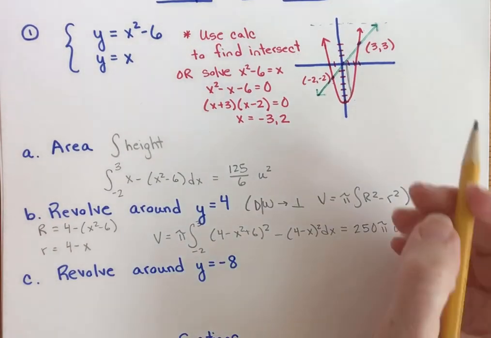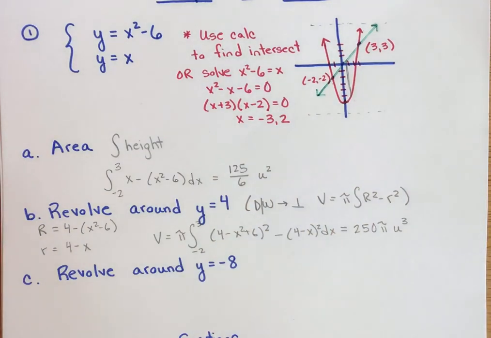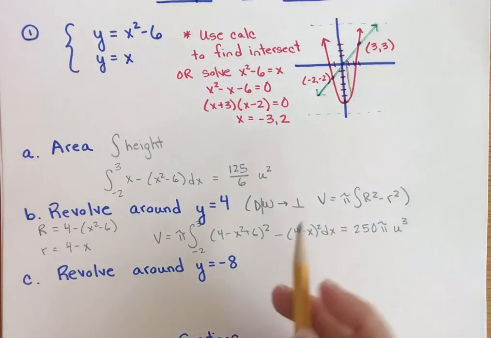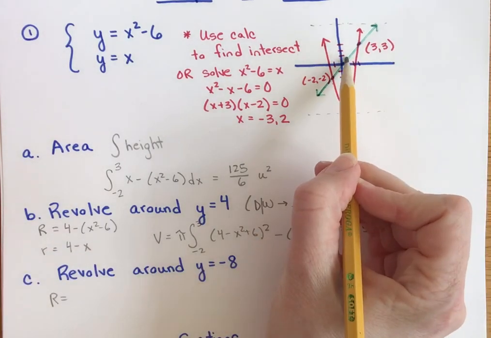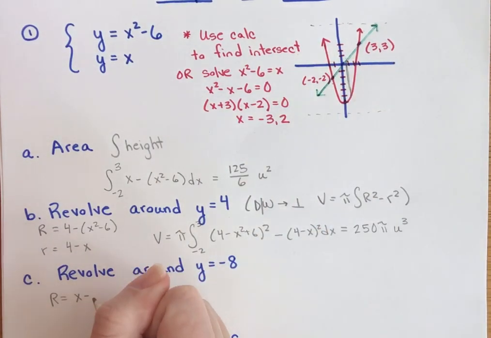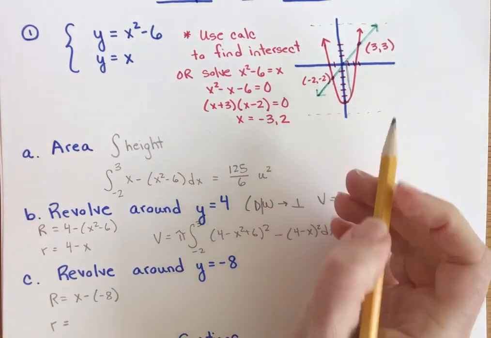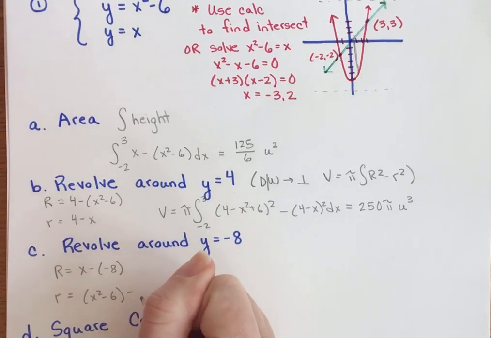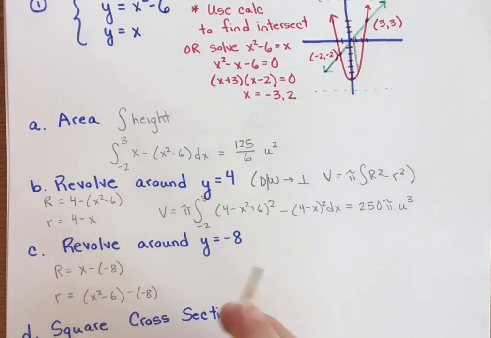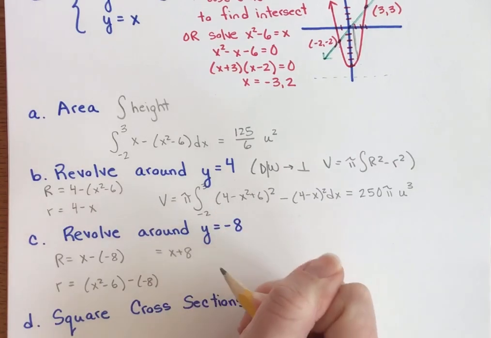For the next one, we're going to revolve it around y equals -8. That is below the axis of revolution. So now all of a sudden my big R, my outside function, is actually line to axis, and my little r is parabola to my axis. If I'm subtracting a negative number, it's really addition of the opposite.